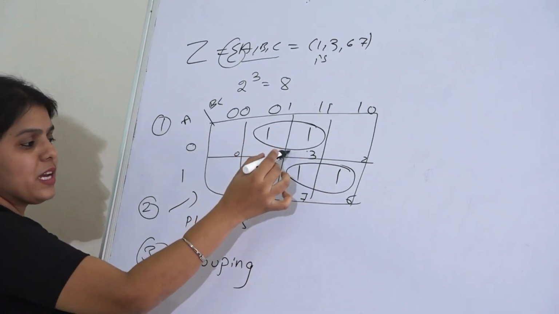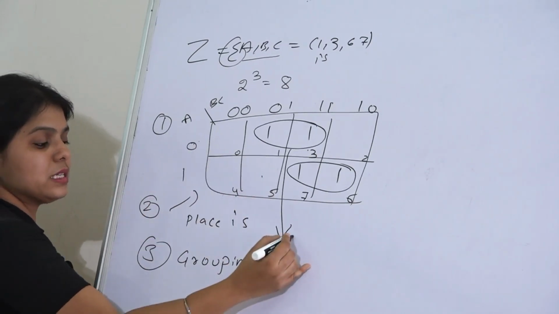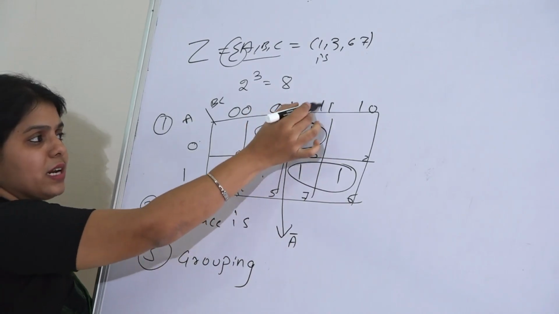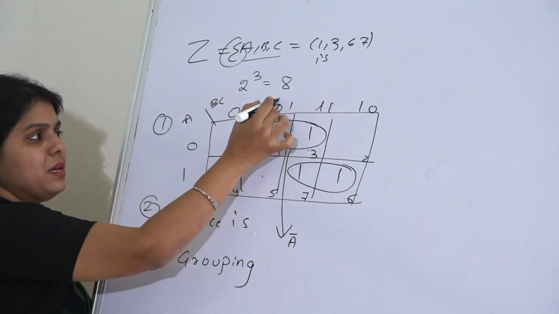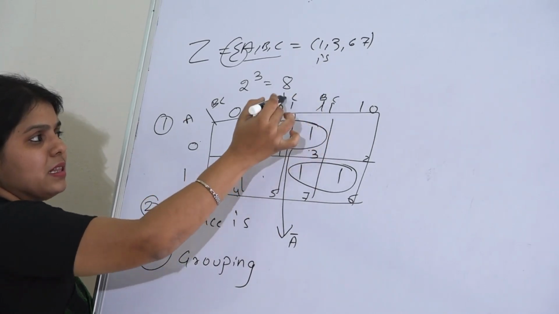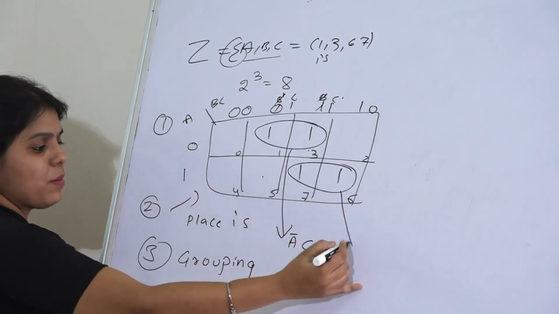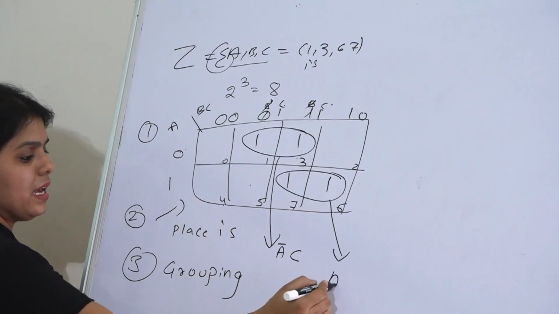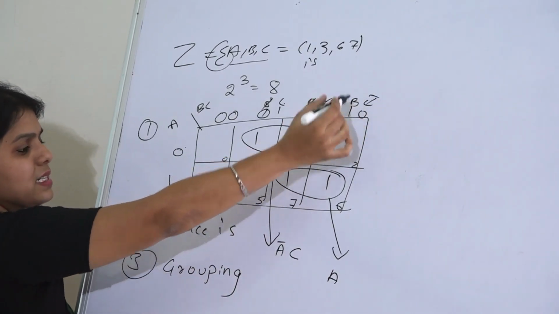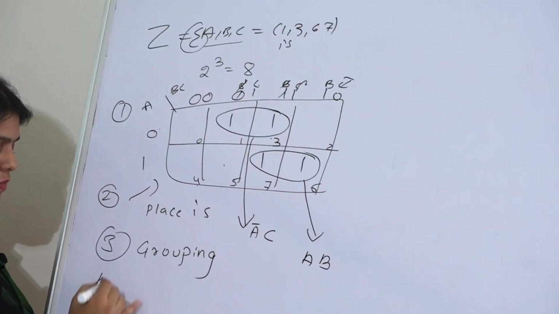So what would be the expression for this group? This group is covering this row, so it is A bar, and this group is covering these 2 columns where 0 and 1 get cancelled and I will be left with C. This is B bar C, this is B C. This B bar and B get cancelled and I will be left with C. When I talk about this group, it is A and here it is B C bar. C and C bar get cancelled and I will have B. Now what do I do in step 4?